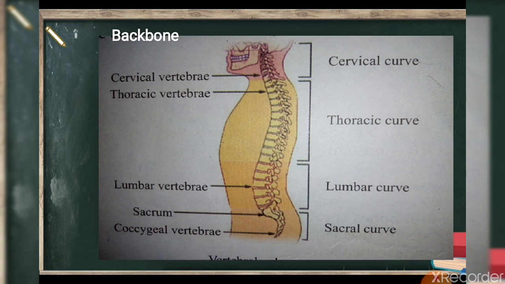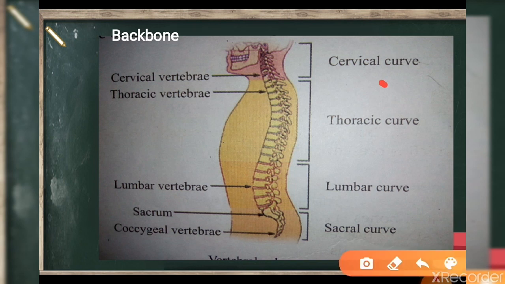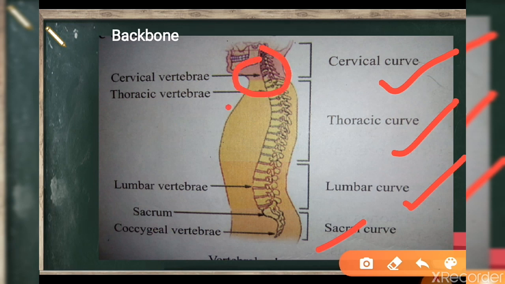Okay, and as you can see in the picture, it is divided into the cervical curve. Cervical means head side, thoracic means back side, lumbar means your waist side, and sacral is your hip side. So these are divided into the cervical curve, thoracic curve, lumbar curve, and sacral curve. And these are the cervical vertebrae, thoracic vertebrae, lumbar vertebrae, sacrum, and coccygeal vertebrae. Got it?